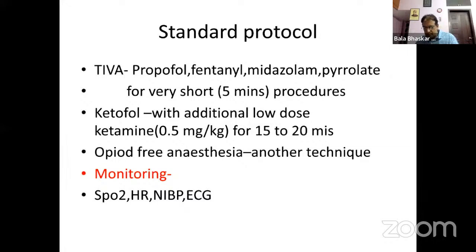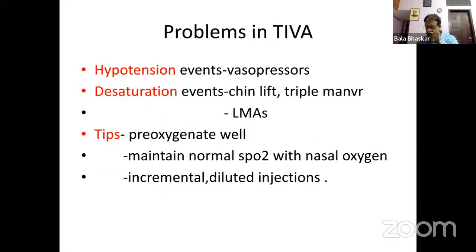And there is another protocol called opioid-free anesthesia. And of course, monitoring, as I told, by SpO2, heart rate, NIBP, and ECG is the minimum monitoring protocol. So what are the problems in this TIVA? Hypotension can be there. As I said, propofol can cause hypotension, but this is short-lived, transient, and self-limiting. But if it continues, it has to be controlled with vasopressors and an intravenous fluid bolus.